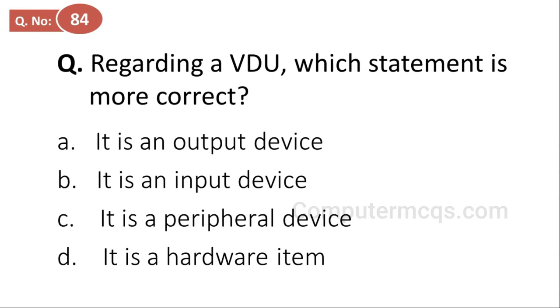Regarding a video, which statement is more correct? Options are it is an output device, it is an input device, it is a peripheral device, it is a hardware item, and the correct answer is option C, it is a peripheral device.